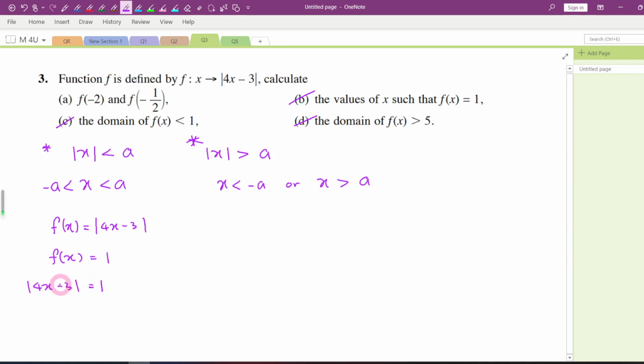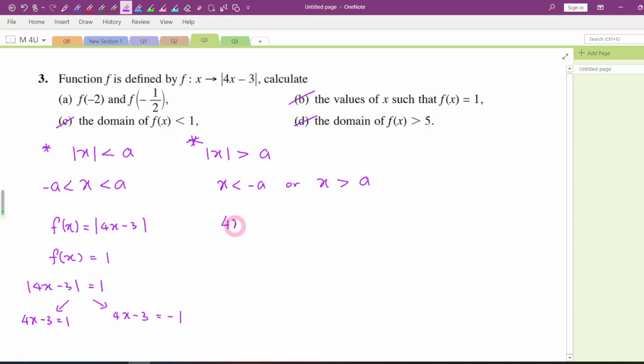So 4x minus 3 can be equal to 1 or it can be equal to -1. Now I'm going to break it into two parts. 4x minus 3 is equal to 1 because modulus 1, you get 1. Or maybe 4x minus 3 is equal to -1 because modulus -1, you also get 1 as well. Therefore, we have two possible answers for x. So 4x minus 3 is equal to -1. Now we have two values for x, which will give us 1 as well.